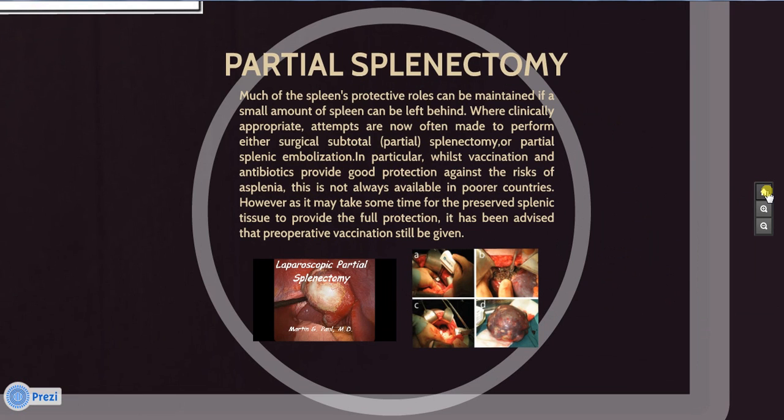Partial splenectomy. Much of the spleen's protective role can be maintained if a small amount of spleen can be left behind. Where clinically appropriate, attempts are now often made to perform either surgical subtotal or partial splenectomy or partial splenic embolization. In particular, vaccination and antibiotics provide good protection against the risks of asplenia. This is not always available in developing countries. However, as it may take some time for the preserved splenic tissue to provide the full protection, it has been advised that preoperative vaccination should still be given.